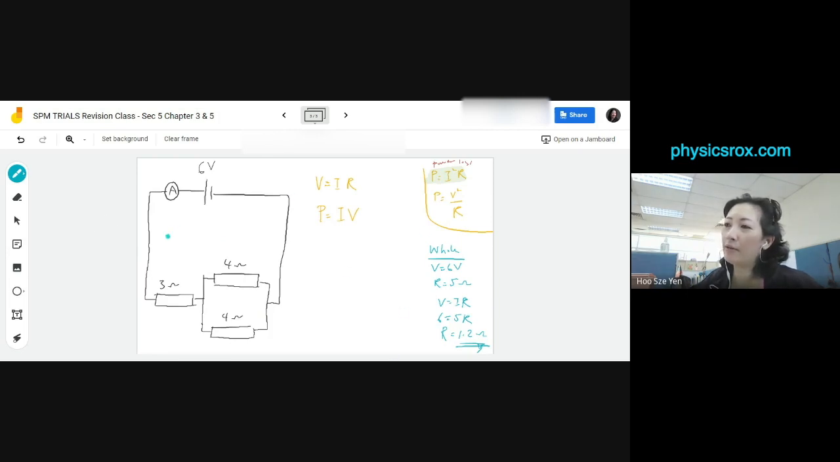However, if the question changes and asks, okay, how much is the voltmeter reading here? I thought the 5 is the R. Oh, I was asking for I. I go and do this. Sorry, I haven't had my morning caffeine yet. Thank you for pointing it out. Sorry, is this clearer now?